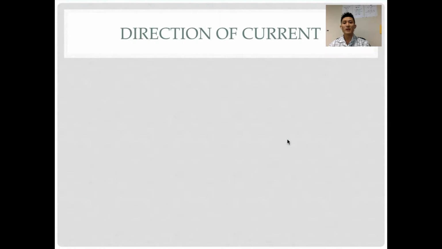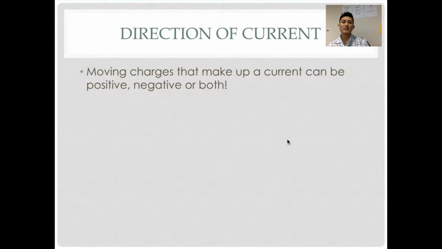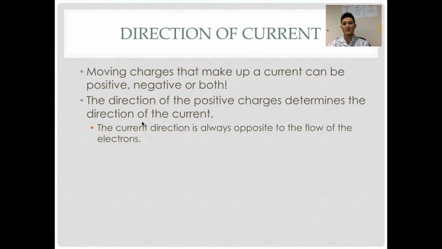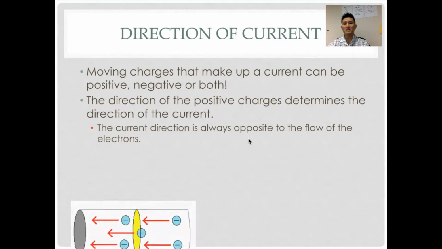And so as for the direction of current, the charges that are moving in a wire could be positive or negative. In our devices, mostly they are negative electrons, and so the direction of the positive charges, however, is what determines the direction of current. You'd think that we would use the electron movement as the same direction as the current, but we do not. We actually use the opposite. So the current direction is always opposite to the flow of electrons.